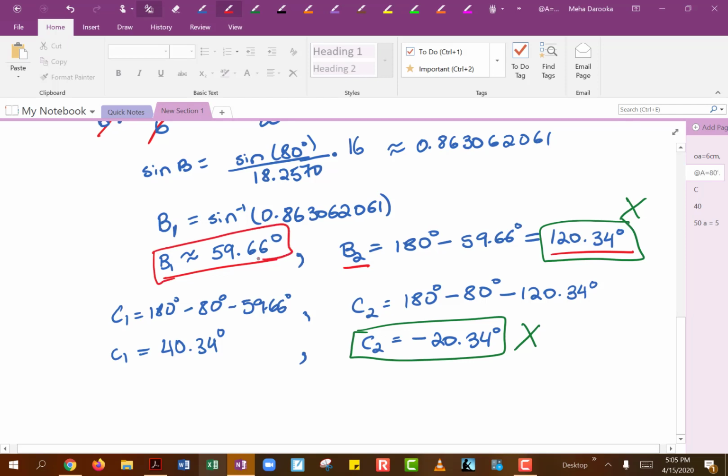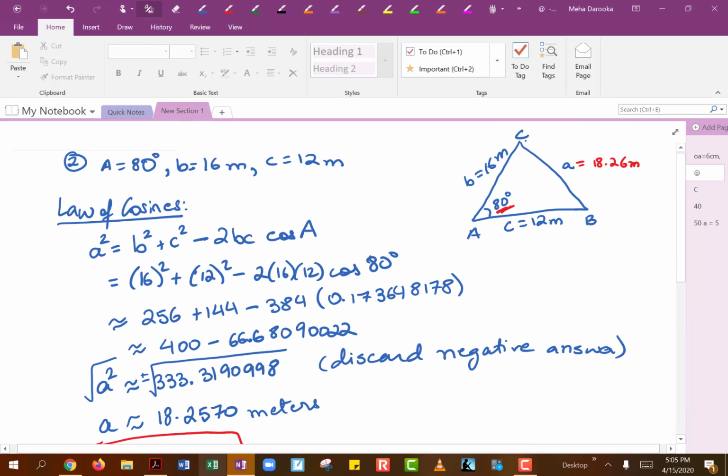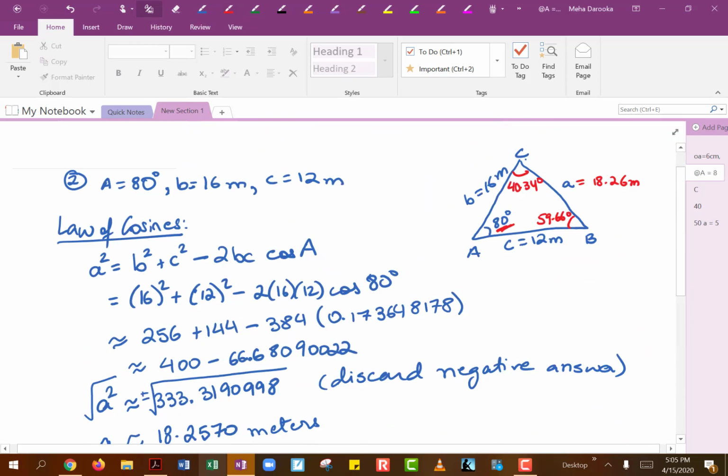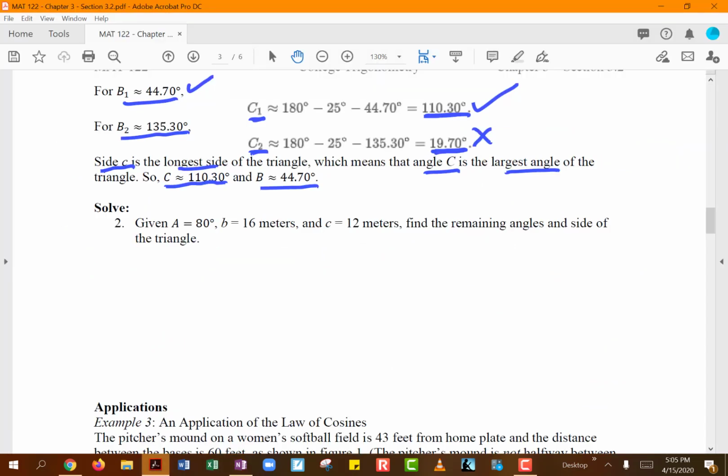59.66 degrees for angle B and 40.34 degrees for angle C. So this guy is 59.66 degrees and this guy is 40.34 degrees. Okay, so there you go. That's how you would go about solving example 2.